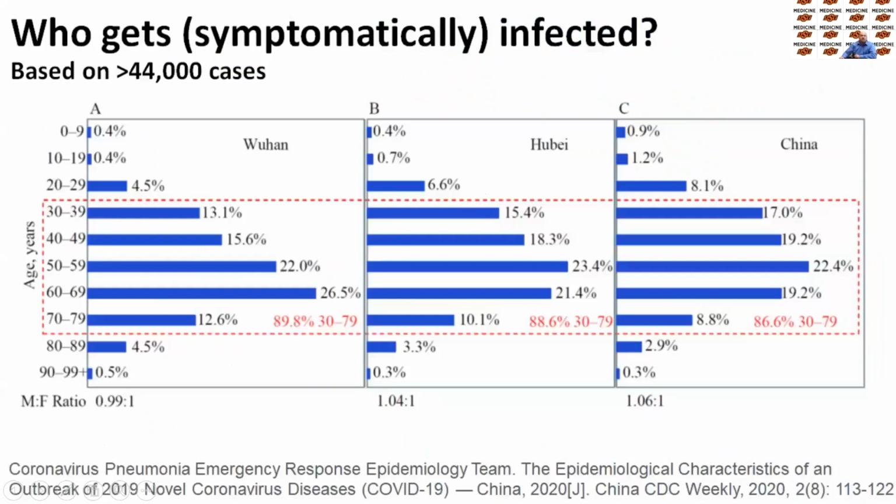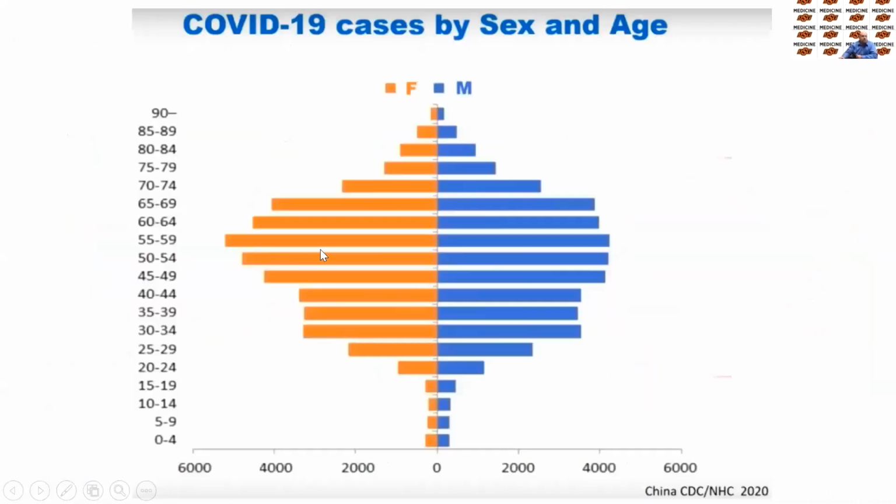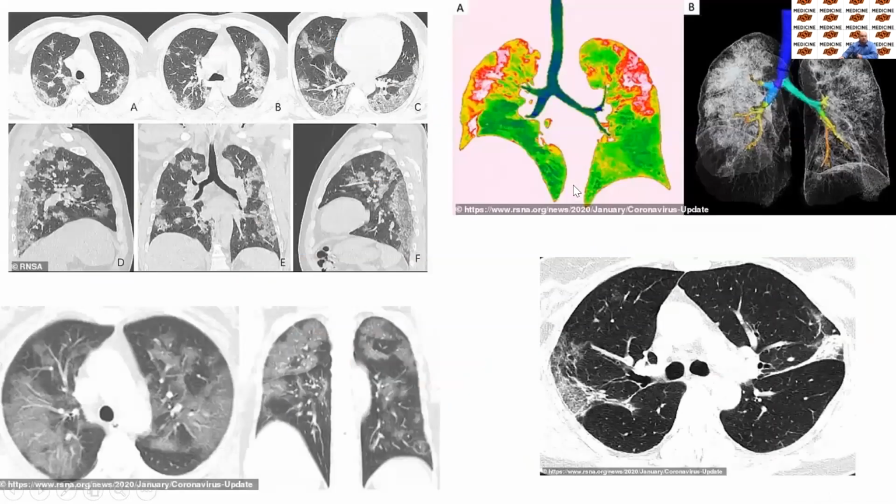So who gets symptomatically infected? This is the China data. And when you look at this from an age standpoint, that red box that we're looking at, anywhere from 30 to 79, those are the highest risk across every aspect of China that we were looking at. When we look at the breakdown by sex and age, you can see it's pretty uniform. The cases break out pretty evenly, so that's interesting to look at.